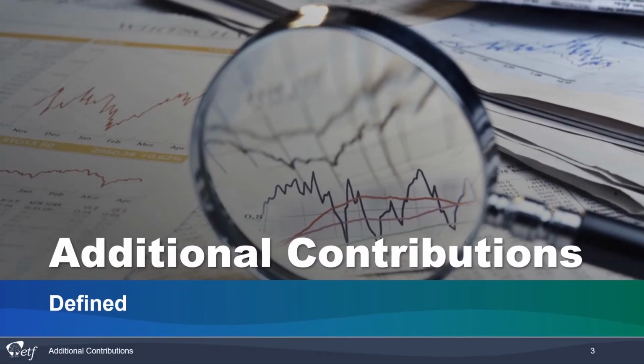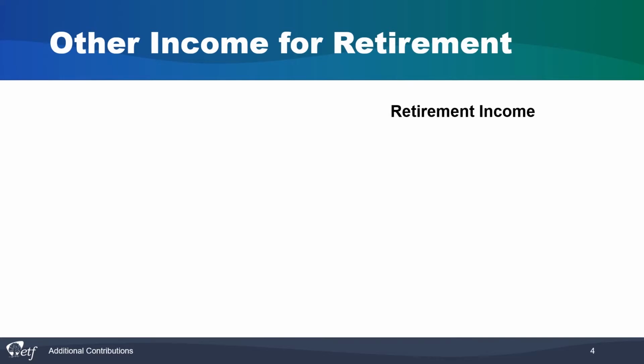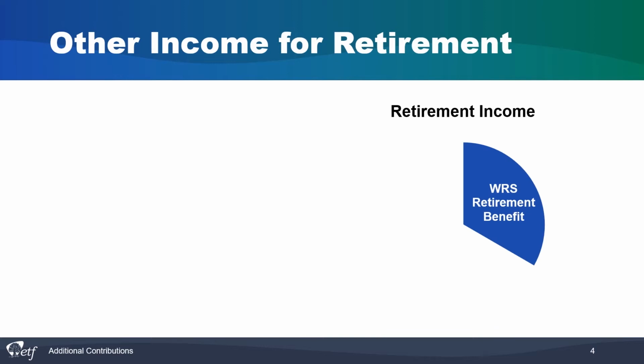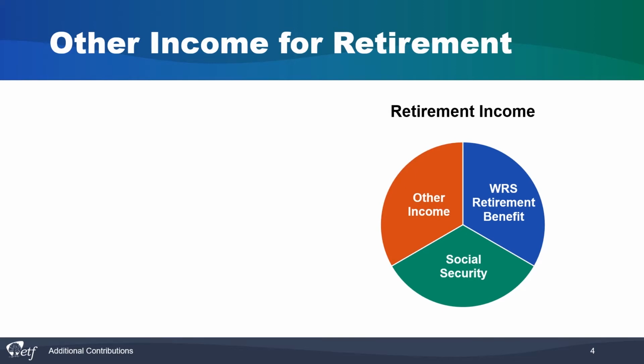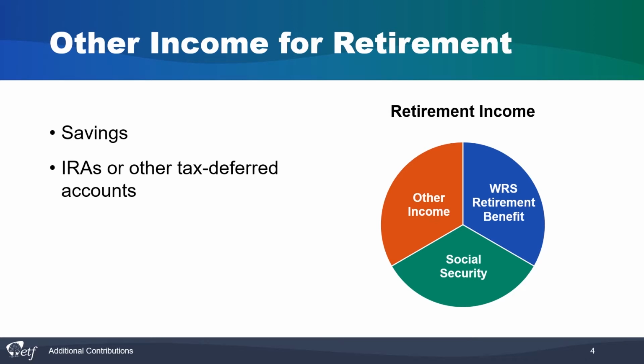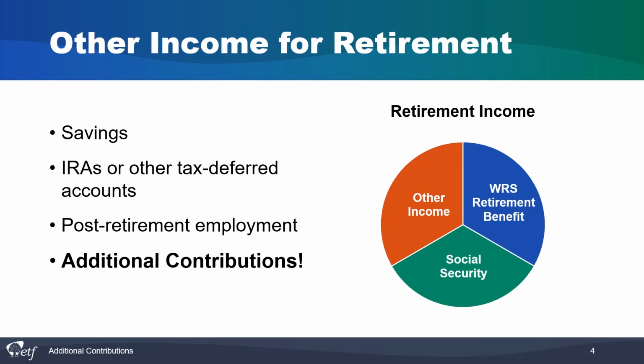First, let's define additional contributions and how adding money to your WRS account will increase your WRS benefit. There are many ways to prepare for a financially secure retirement. You have your WRS pension, which is a lifetime benefit. Social Security may also be available to you, but there are other sources of retirement income as well. Savings accounts, IRA or other tax-deferred investment accounts, and possibly some post-retirement employment are all tried and true methods of saving for retirement. Adding money to your WRS account via additional contributions is a great way to contribute directly to the WRS and increase your lifetime pension.